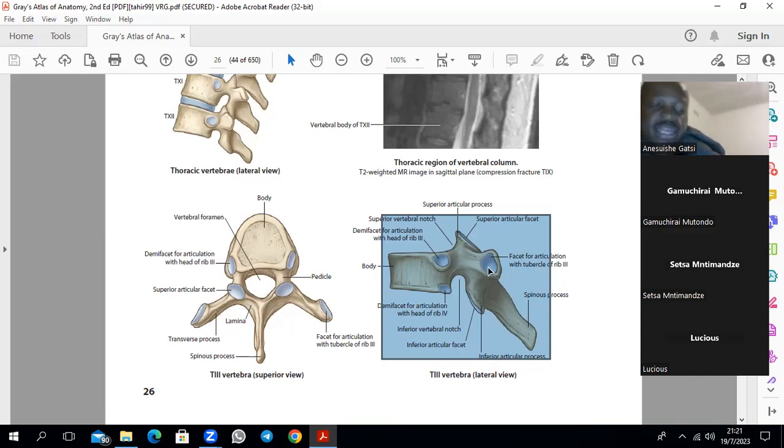Okay. Then the 3 joints that I said exist between the thoracic vertebra and the ribs are synovial joints. The joint between the head of the rib and the body on those 2 facets, as well as the joint between the tubercle of the rib and the transverse process on that transverse process facet, are all synovial joints. Right.